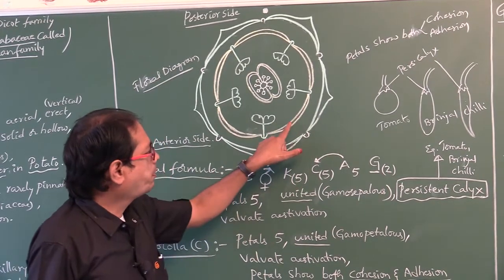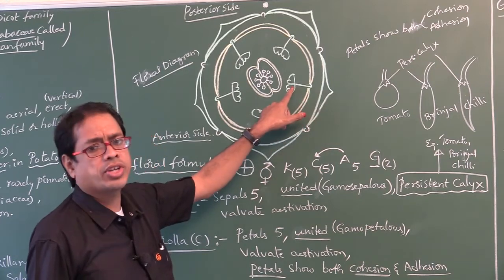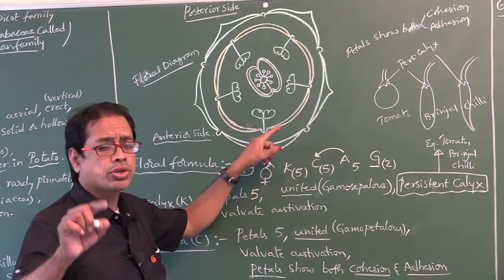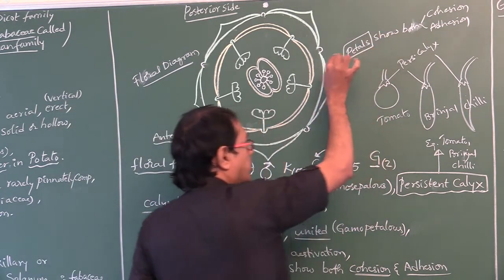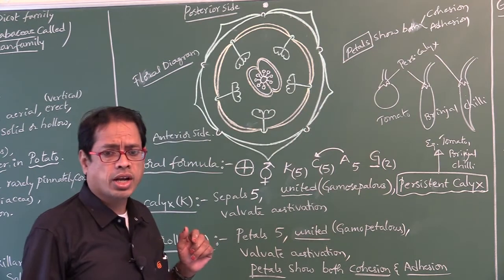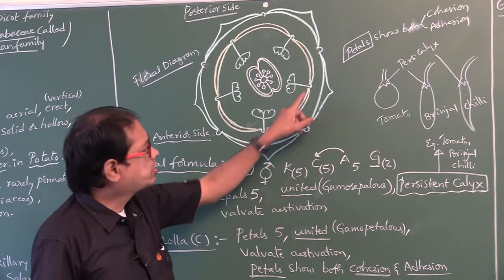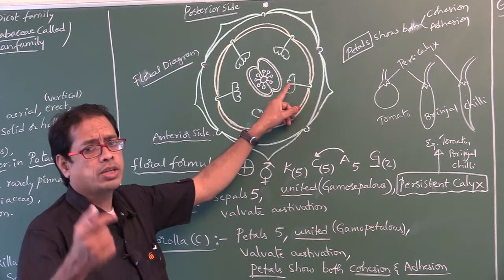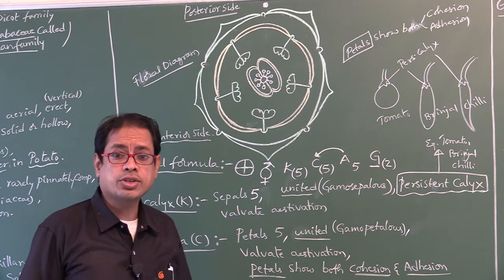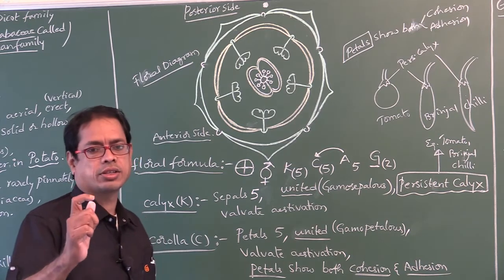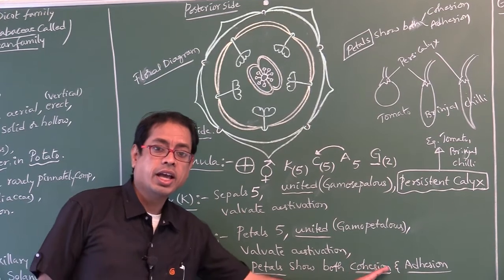Here the petals are attached to each other, cohesion. These petals are attached to stamens. Which part shows both cohesion and adhesion? Petals show both cohesion and adhesion. A petal attached to another petal means cohesion. This petal is attached to a stamen, a dissimilar part, so it is adhesion. So which part shows cohesion and adhesion in the Solanaceae family? Petals. Right.